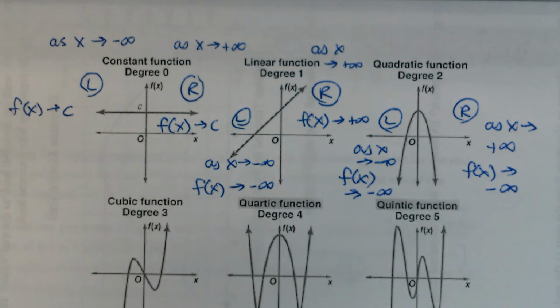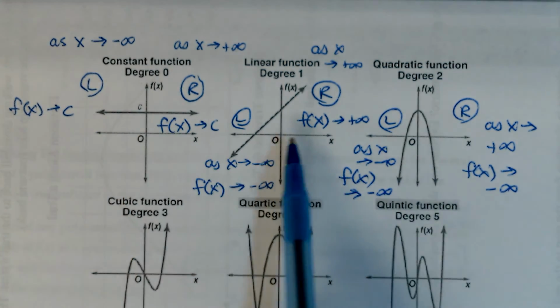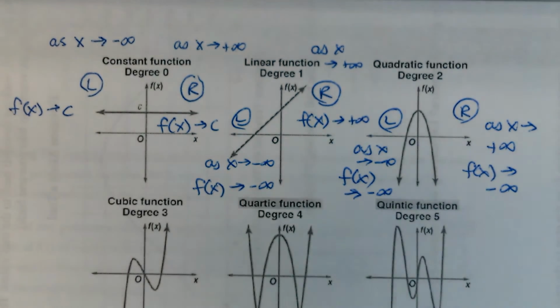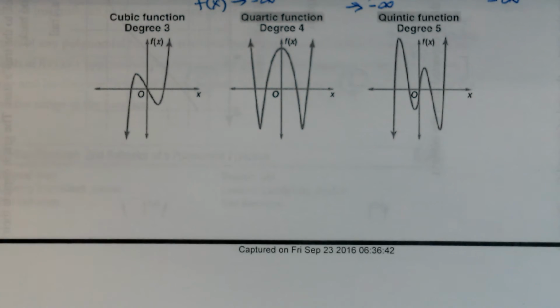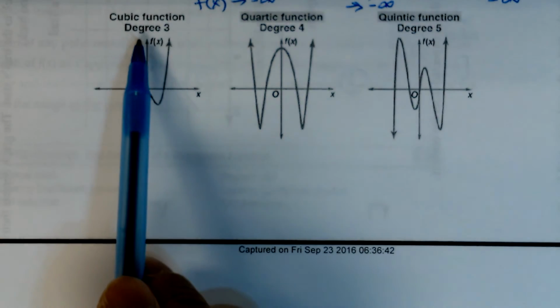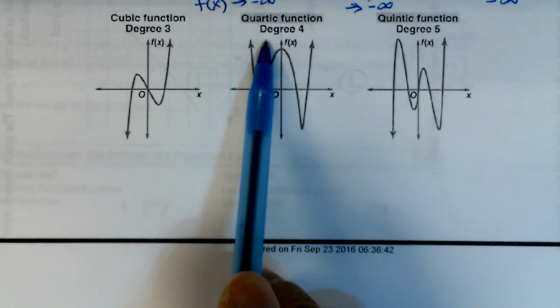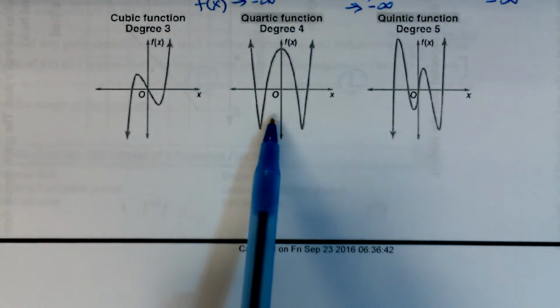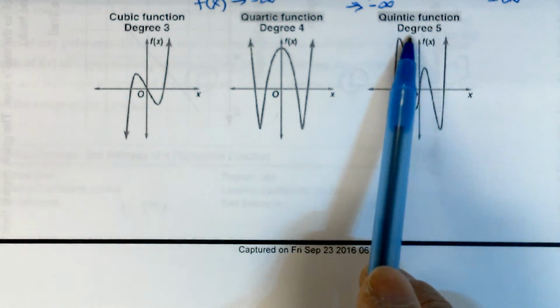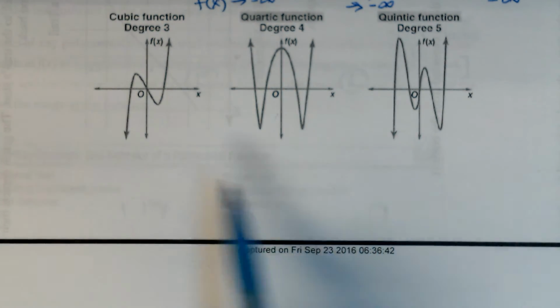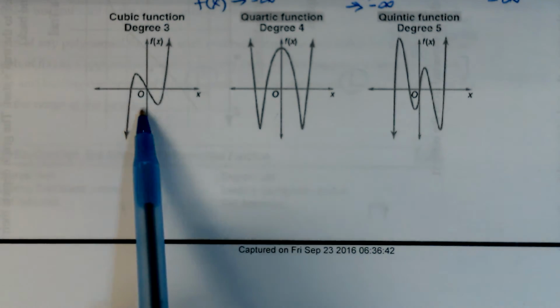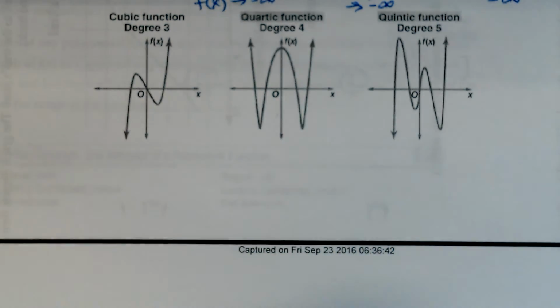Go ahead and pause the video and talk about the end behavior of these three polynomial functions. Now we have a cubic function's graph, an example of a quartic function, or degree 4 polynomial's graph, and a quintic function, or degree 5 polynomial's graph. I want you to describe the end behavior of each of these three functions using that infinity notation with your neighbor.